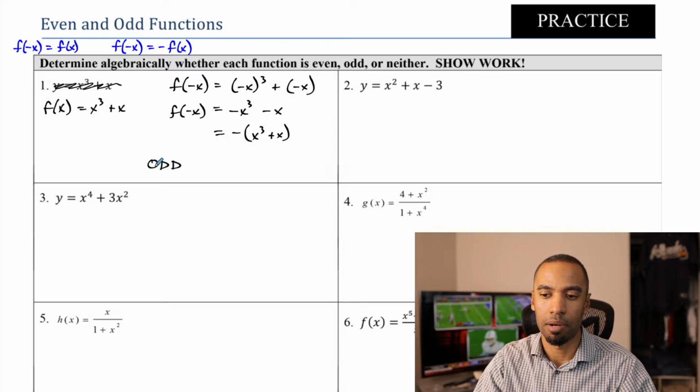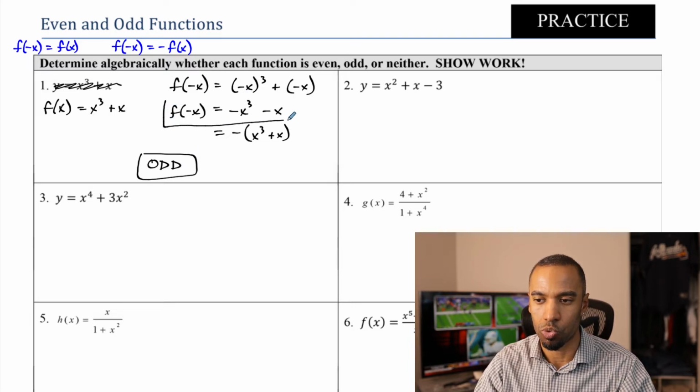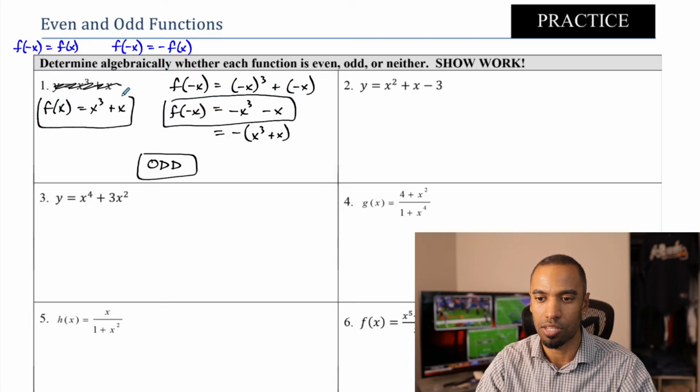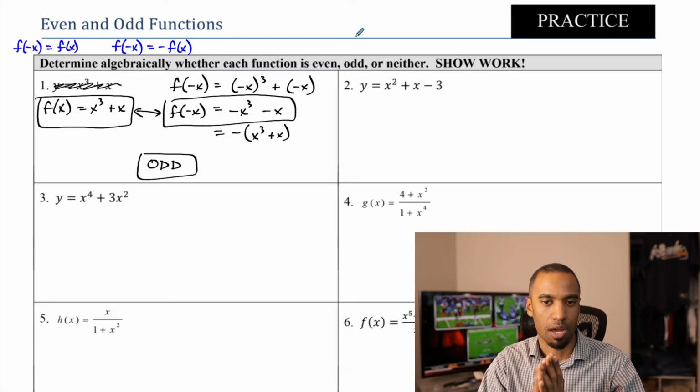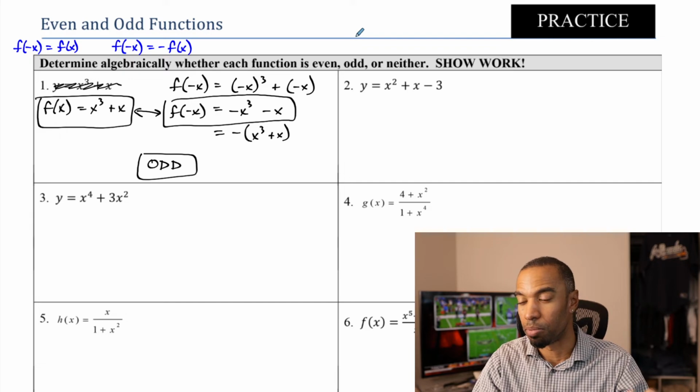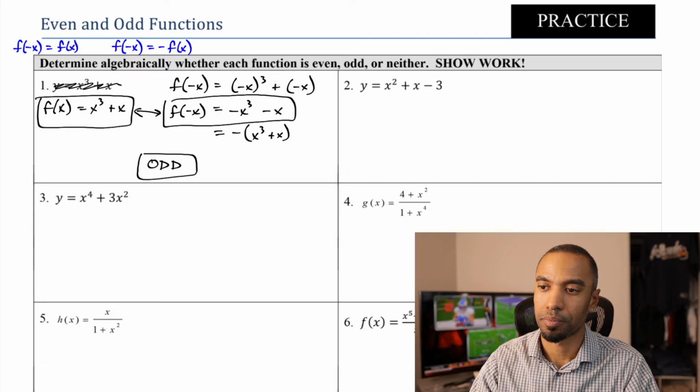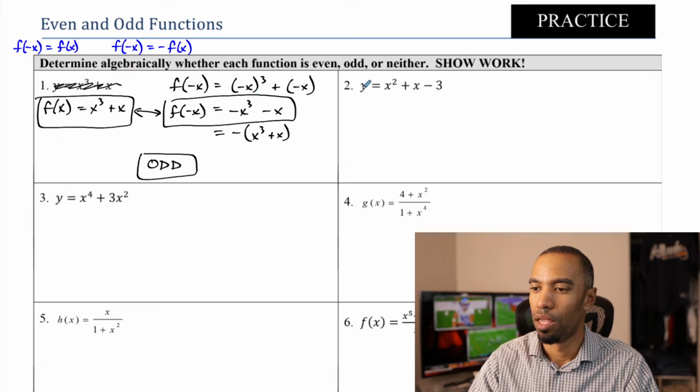This is definitely odd because of the result of what you see, probably from the first one right there. Just that result of what you see compared to this is complete sign reversal. The y values are the exact opposite of what they would have been when you plugged in the other x. So there's an odd. All right, number 2.